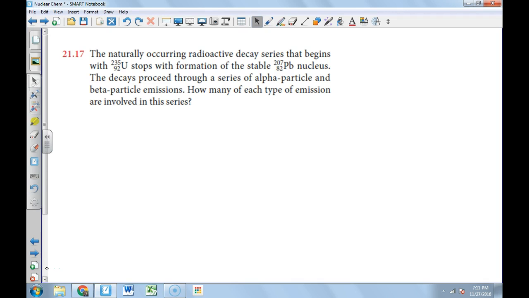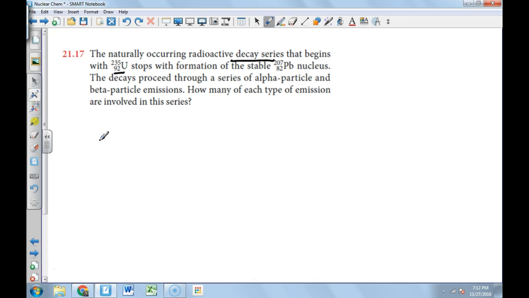Hey everybody, just wanted to go over question number 21.17 and get into the fun stuff, where we're talking about a decay series, where you go from uranium 235 to lead 207. This is kind of interesting because this is actually what happens when uranium naturally decays radioactively.